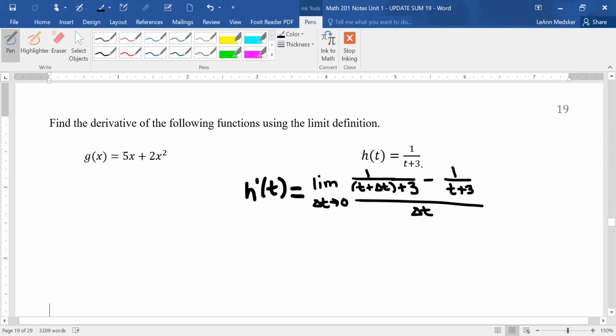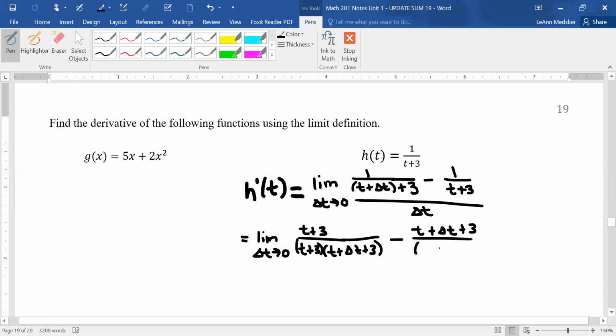This one is actually a trinomial because there's 3 terms in the bottom, and this is a binomial, so they're not matching. So you just multiply each denominator by the other one. If I multiply the first fraction by the other denominator, I would get a t plus 3 on top over my common denominator of t plus 3, t plus delta t plus 3. So there's the first fraction now with a common denominator, minus the second one would have everything from this one. So it's going to be a t plus delta t plus 3 over t plus 3 times t plus delta t plus 3. So all I did right now is just get a common denominator. And then I have my delta t in the bottom.